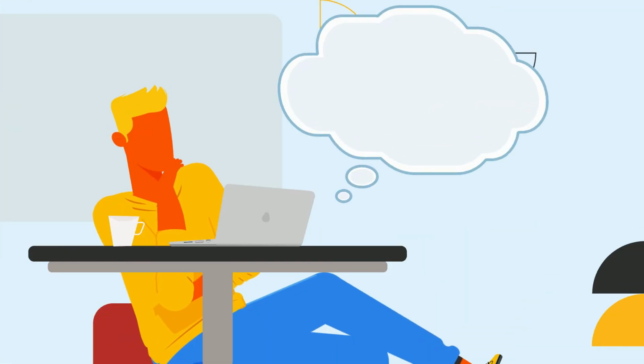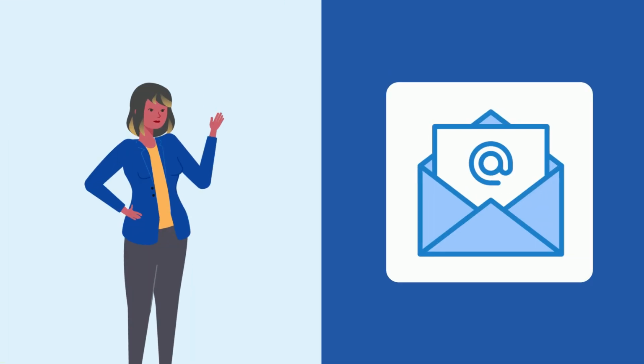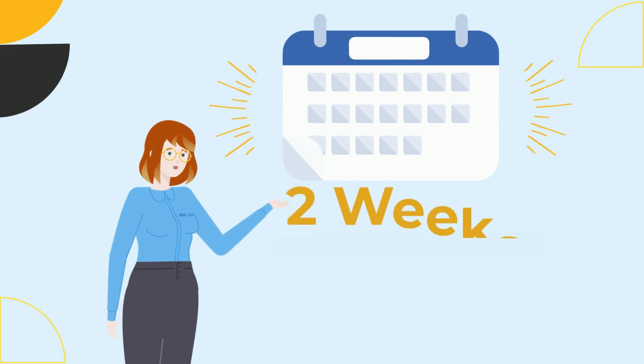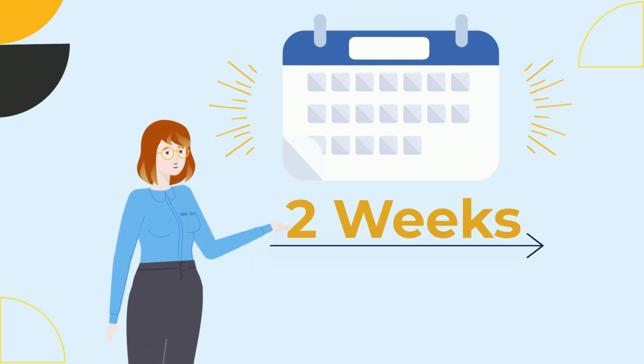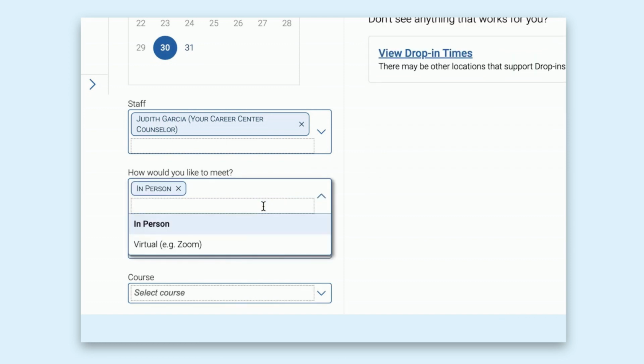If your counselor's time slots are all booked, you can schedule an appointment with another counselor or email your assigned counselor directly. Please note you can only view appointments as far as 2 weeks, so check back for new available appointments. You can narrow your options further by selecting an in-person or virtual appointment.